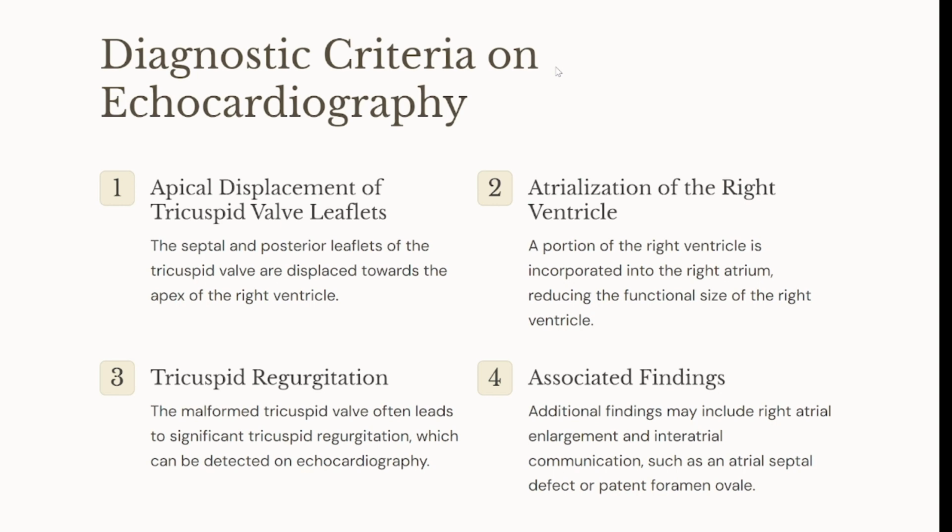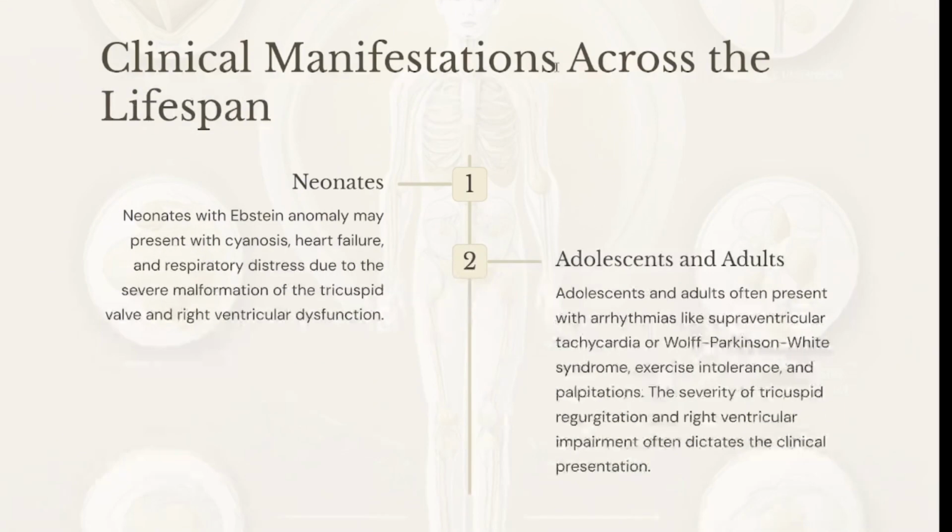Question 2. Q. How do the clinical manifestations of Ebstein anomaly vary with age? A. Clinical manifestations of Ebstein anomaly can range from asymptomatic to severe, depending on the anomaly's severity. Neonates may present with cyanosis, heart failure, and respiratory distress. Adolescents and adults often present with arrhythmias like supraventricular tachycardia or Wolff-Parkinson-White syndrome, exercise intolerance, and palpitations. The severity of tricuspid regurgitation and right ventricular impairment often dictates the clinical presentation.